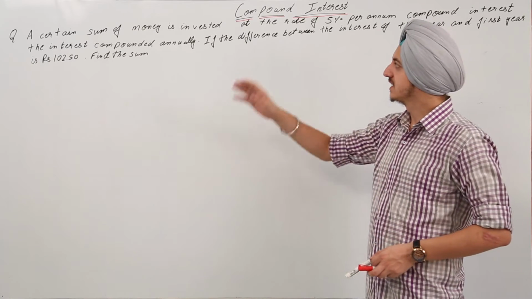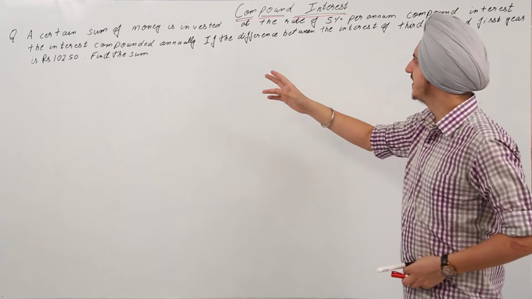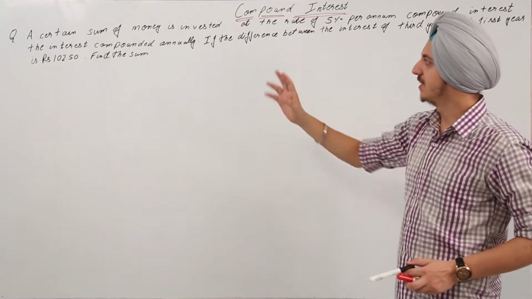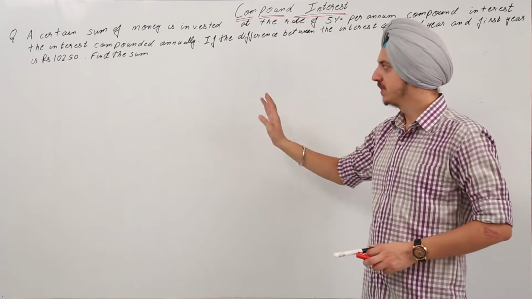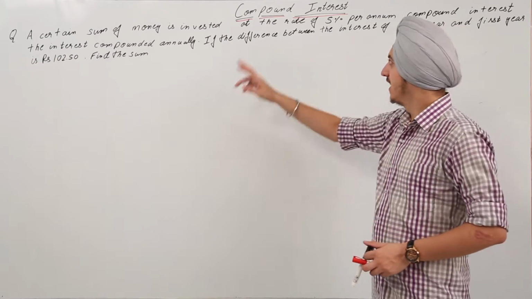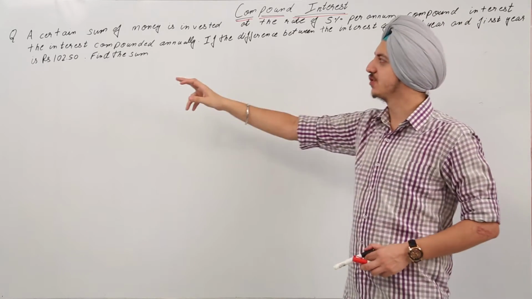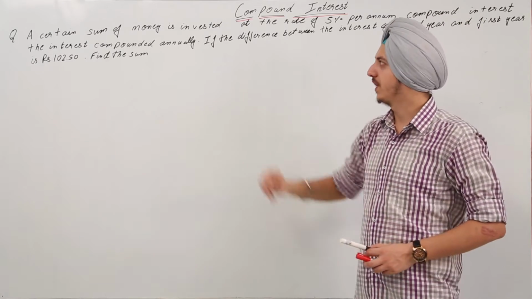We have a certain sum of money invested at a rate of 5% per annum, compounded annually. If the difference between the interest of the third year and the first year is rupees 102.50, find the sum.